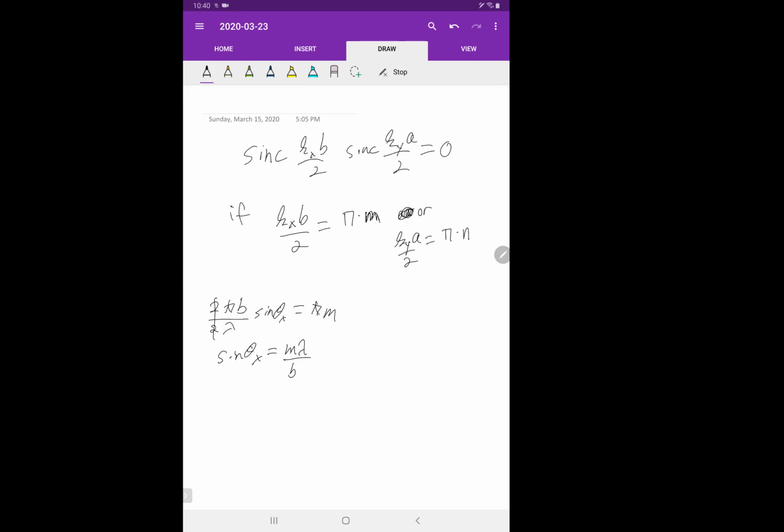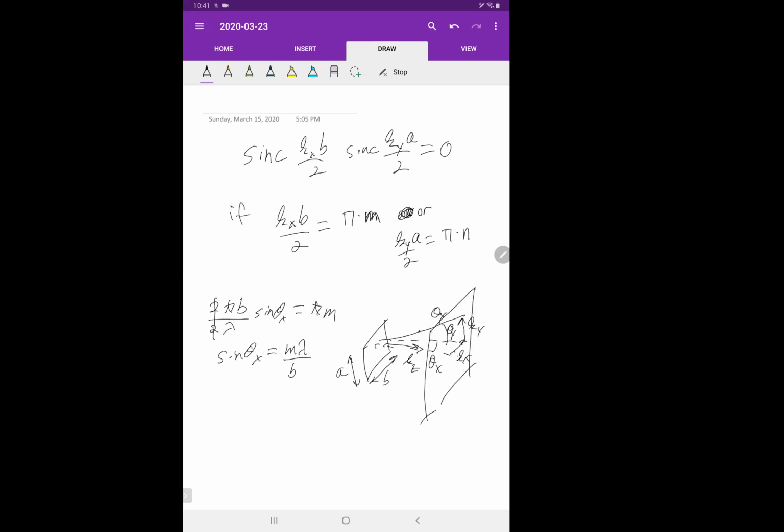All right. And what do I mean by theta x? I mean that if I've got my source here, this is B, this is A. If I project my K vector, so this is KZ, this is KX, and this is KY, then this angle here would be theta x. And this angle here would be theta y.